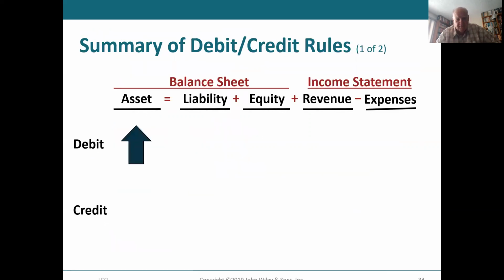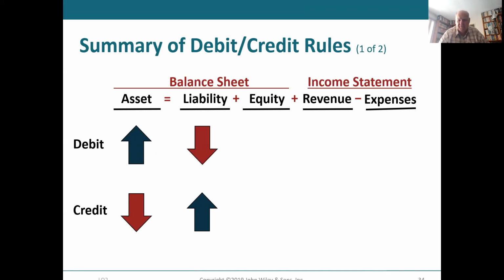Here's some more information. Assets go up with a debit. They go down with a credit. Liabilities go up with a credit and down with a debit. Equity, up with a credit, down with a debit. Revenue, the same thing. Up with a credit, down with a debit.